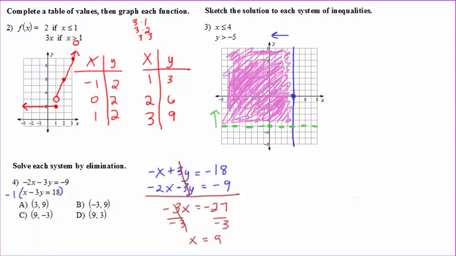If this is multiple choice and you only have one x value that's 9, you'd be able to pick it, but we do need to go ahead and plug back in for y in this case. So pick either equation. I'm going to pick the first one. Negative 2 times 9 minus 3y equals negative 9. Multiply this right here. Negative 18 minus 3y equals negative 9. Add 18 over.